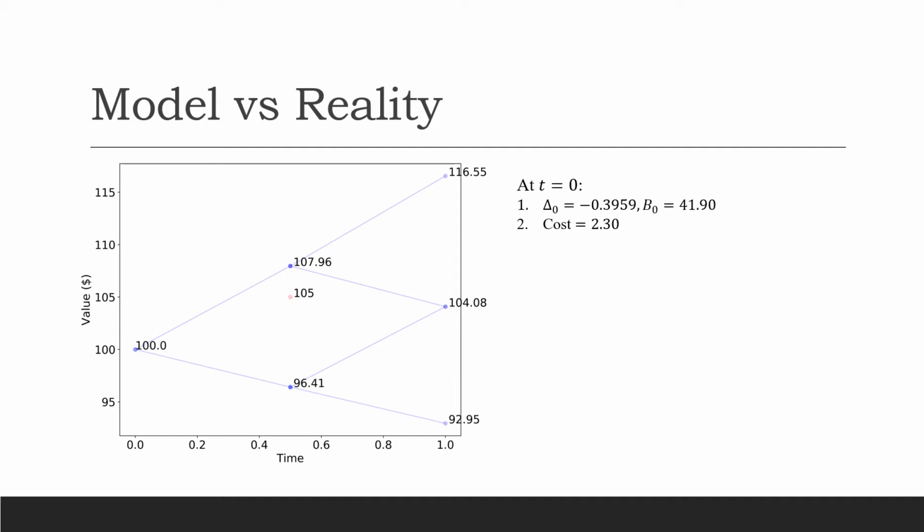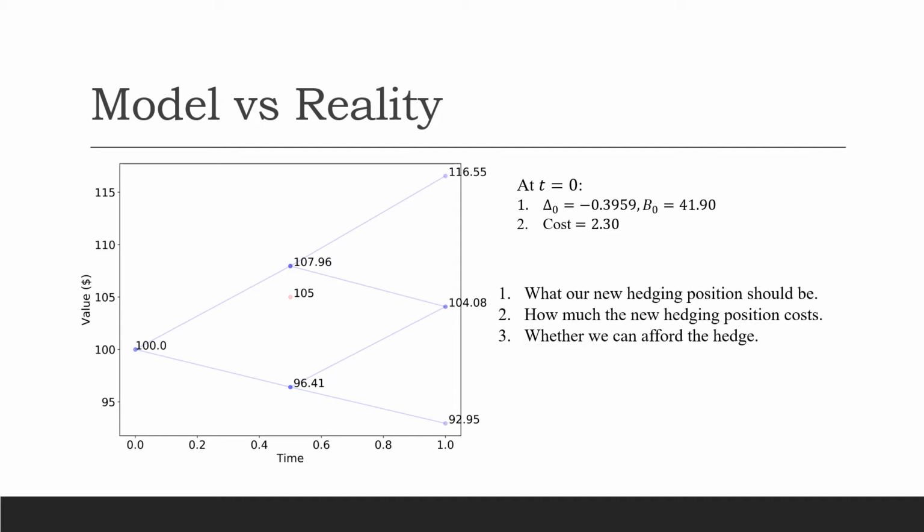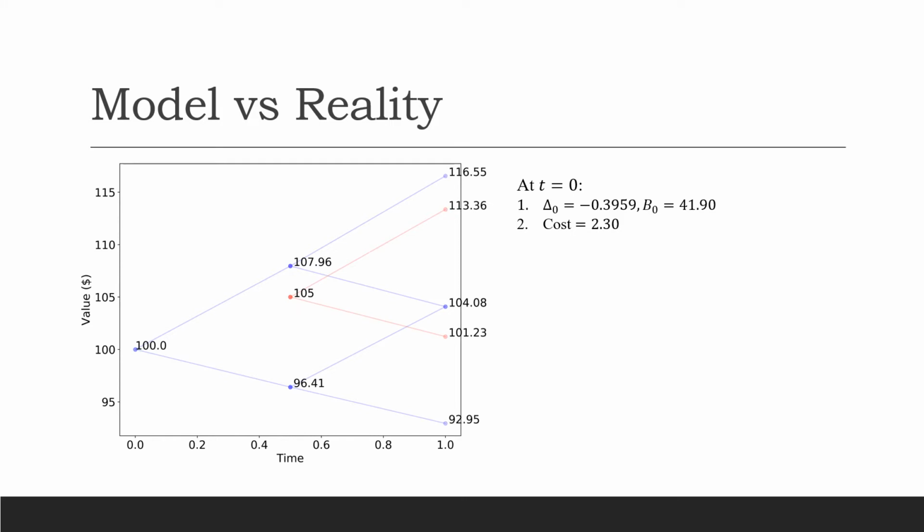At this point, we need to figure out what our new hedging position should be, how much our new hedging position costs, and whether we can afford the hedge. We can create a new one-period binomial tree from the current value of the stock market portfolio with the same parameters and solve for what our hedging position should be. This gives us our position and cost, which is 40 cents.